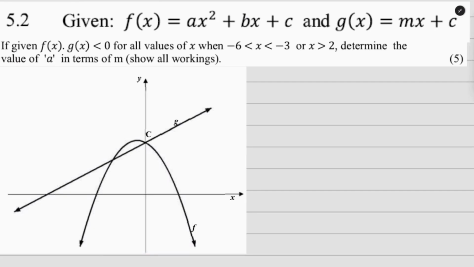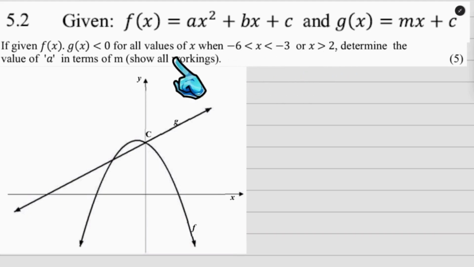Alrighty, welcome to your challenge round 5.2. It gives us 2 functions. We've got a parabola here because I see x squared, and we've got a linear function here as represented on the graph they gave us. And then they give us this weird thing: f of x times g of x is less than 0 for all values of x when x is in between -6 and -3, or when x is greater than 2. And from that we need to determine the value of a in terms of m, showing all workings.